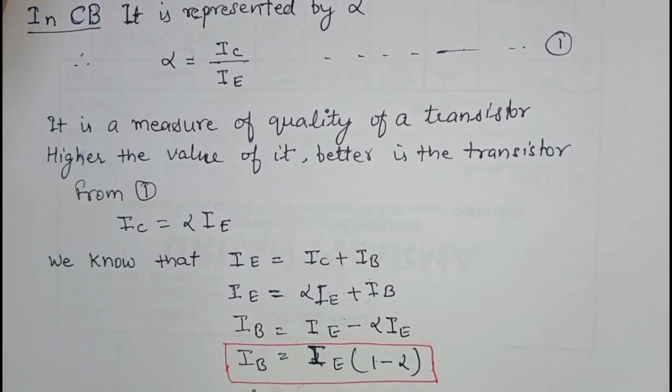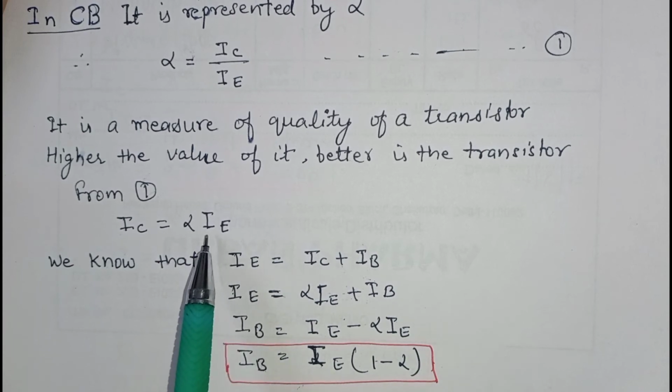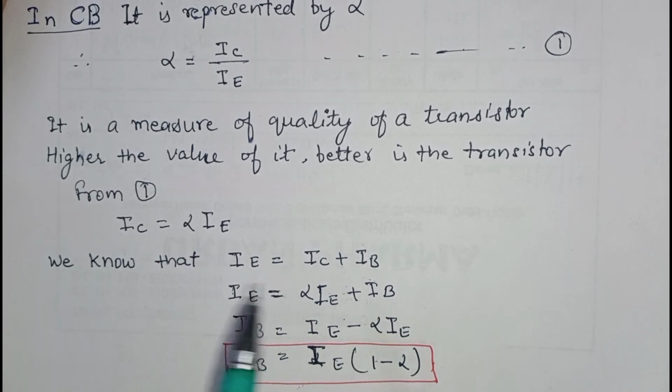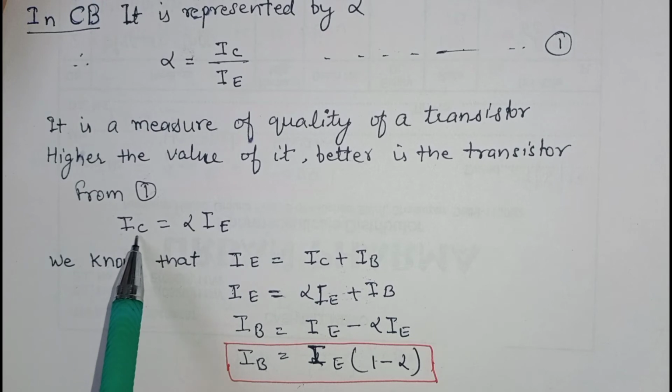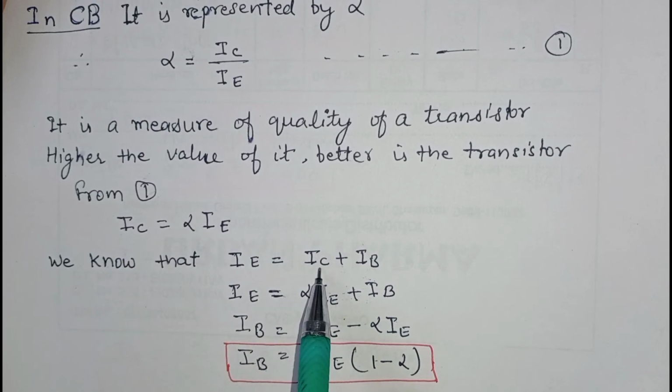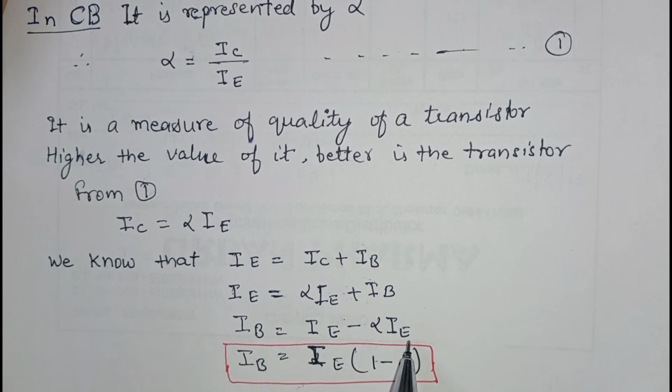Now we will derive the equation to find IB. We will use this equation and this equation. We will put the value of this IC in this equation here. So the equation becomes this one. Now IB equals IE minus alpha IE. IE is taken common, so IB equals IE into the bracket 1 minus alpha. So this is the equation to find IB of the common base configuration.